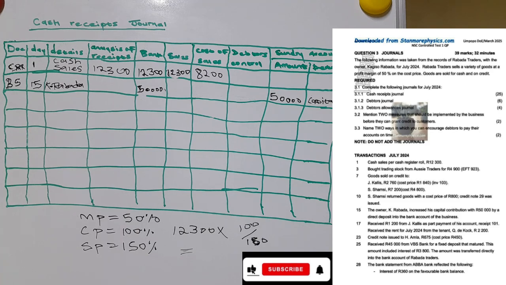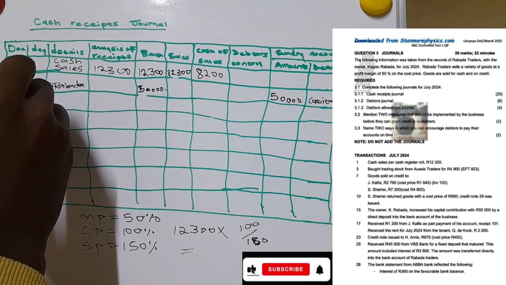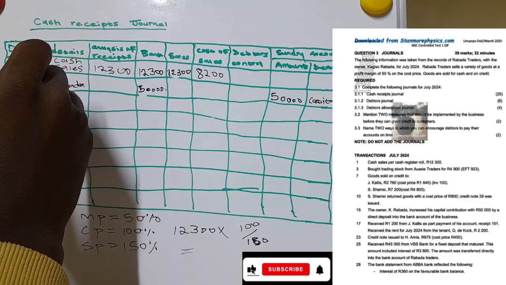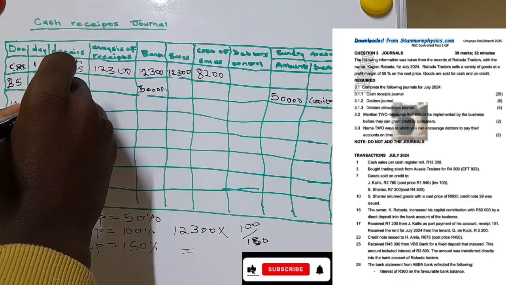He received 1,200 from J Callis as part of his account, receipt 101. Okay, this one we were receiving the money from J Callis. Actually J Callis was our debtor, so now it's paying back our money. So how are we going to approach this transaction? Our document number is going to be 101. Then the date is going to be 17. Then details is J Callis.